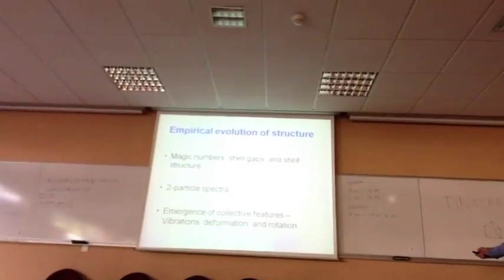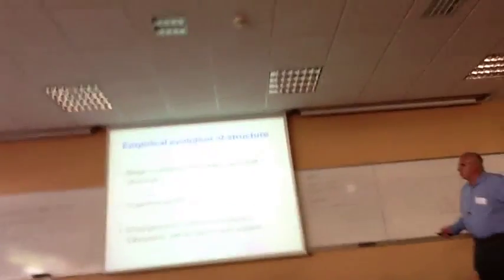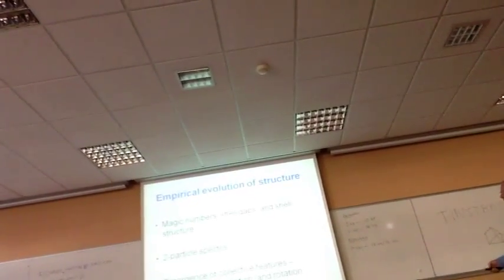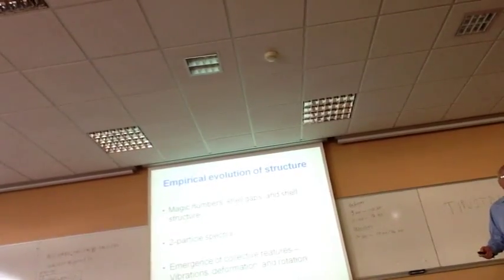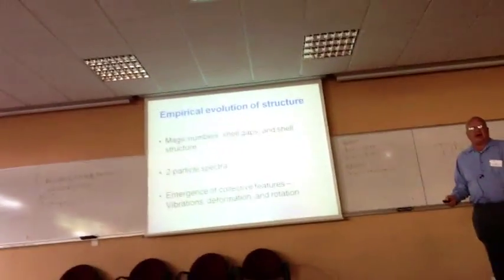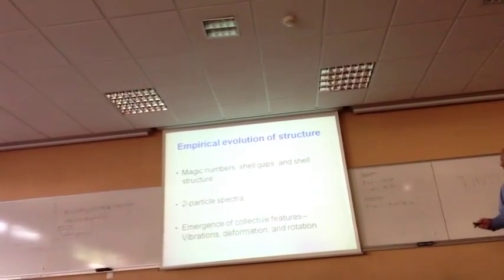But I'm going to assume that you don't know about them, and shell structure, and then the two-particle spectrum. That doesn't mean the deuteron, it means something else. And then the emergence of collective features. And I will use these two little models that we talked about very qualitatively, just as a framework to give you some labels.